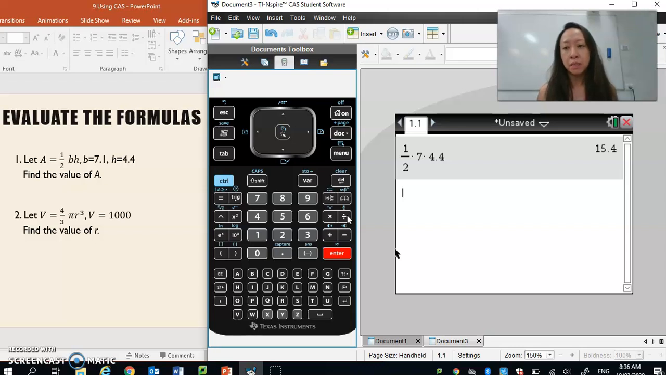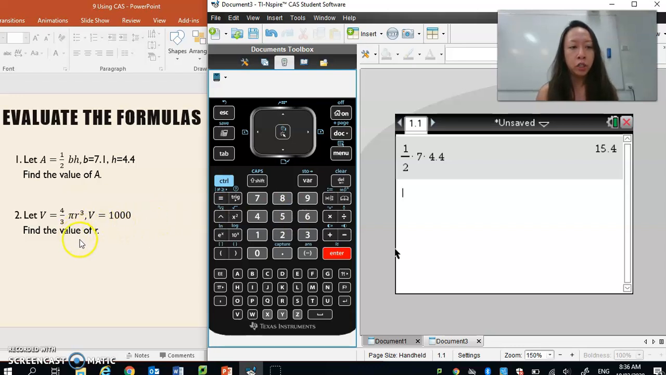Sometimes this way works, sometimes it's harder to work. For example, in question 2, let V equal 4 over 3 pi r cubed. Now we can see that instead of the value of r being given, the value of the subject V is given. So if we sub 1,000 into here and try to solve this, it will involve some rearranging of the formula, but there is one way to do it that could be easier.